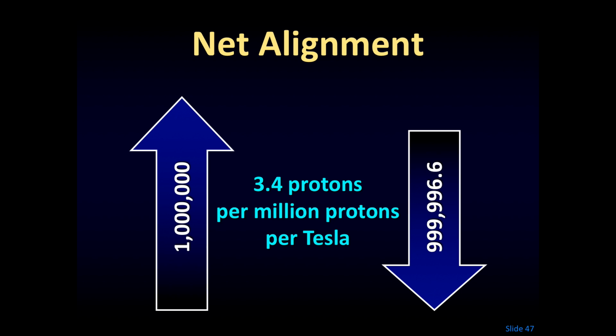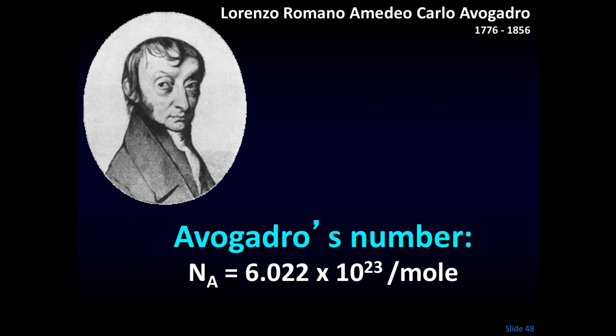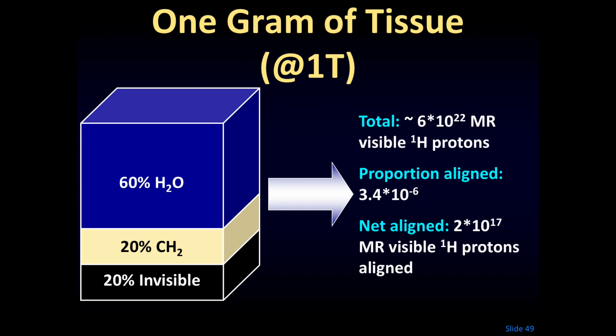I mentioned before that the net alignment is only 3.4 protons per million. It's a very, very small amount. So how is it with such a small alignment that we can see anything with MRI? And for that, we have to thank Avogadro. Remember Avogadro's number from high school? 6.02 times 10 to the 23 molecules per mole.